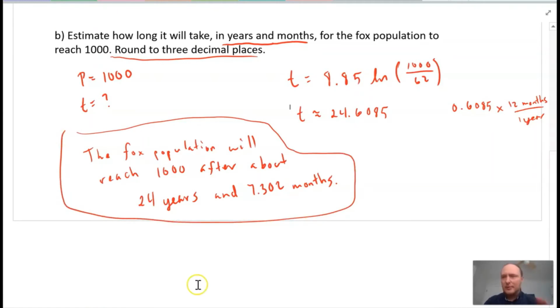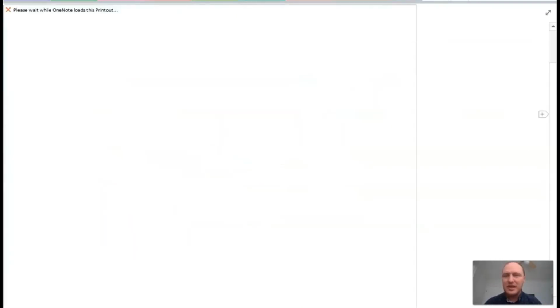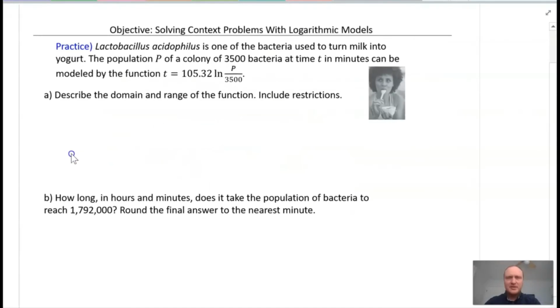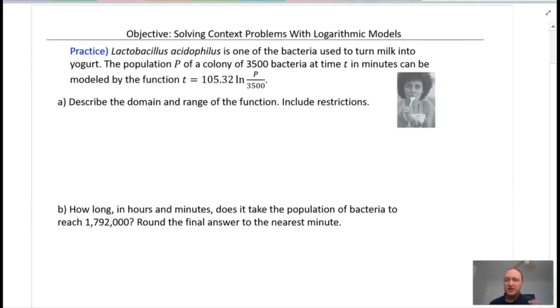Okay, so that is the first example. I know these problems are kind of long, but the restrictions are kind of tricky, and we need to think about these. So here is a practice problem. Please pause the video and try this practice problem, and then I'm going to post the solutions.